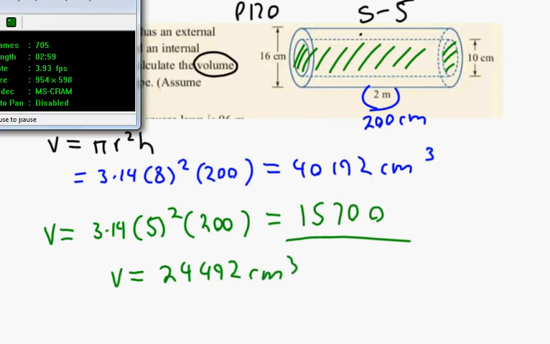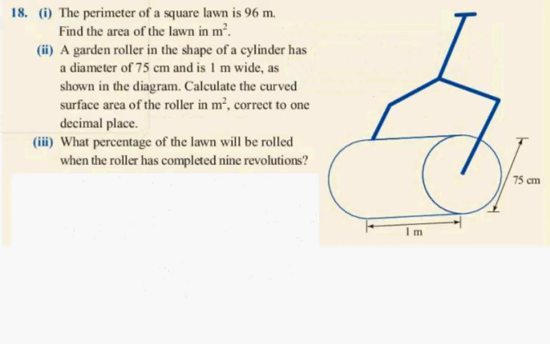Okay, what we have here is the perimeter of a square lawn is 96 meters. Find the area of the lawn. So it's a square. Automatically, about a square, you're thinking length and width have to be the same thing. If you don't know the length and the width, what's the best thing to do? Represent it by a letter. The letter we usually pick is X. So that's X, X across, and X up.